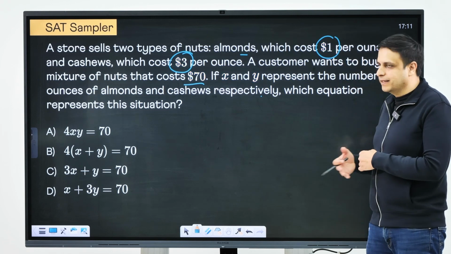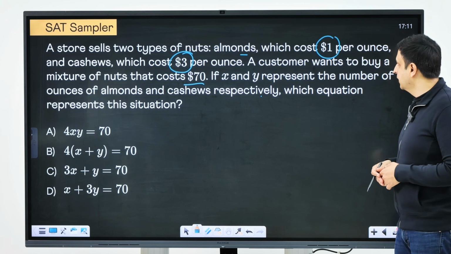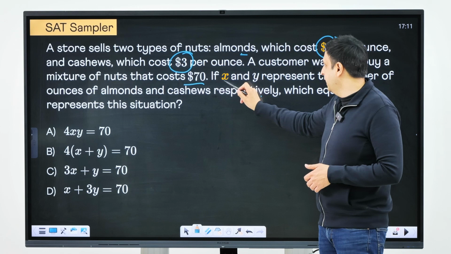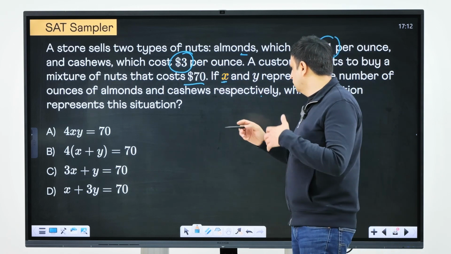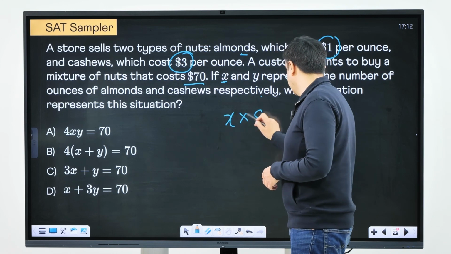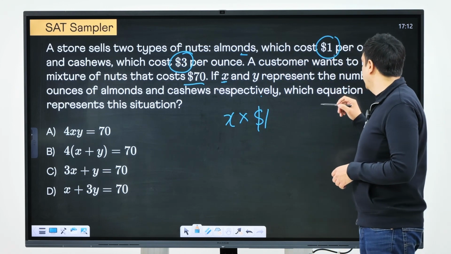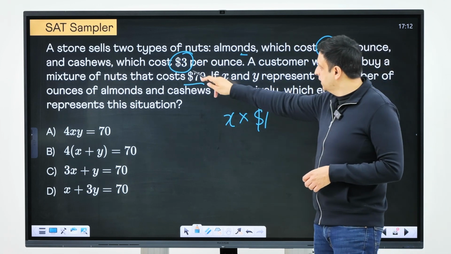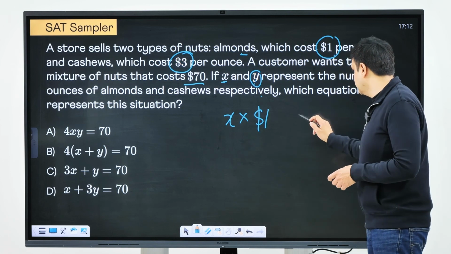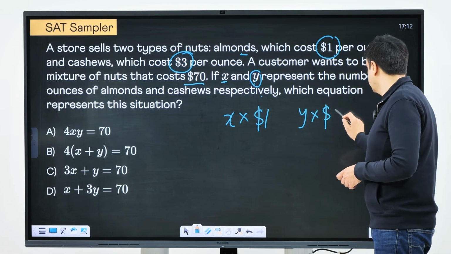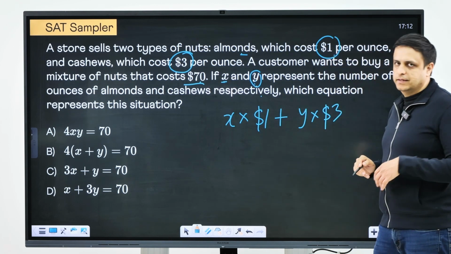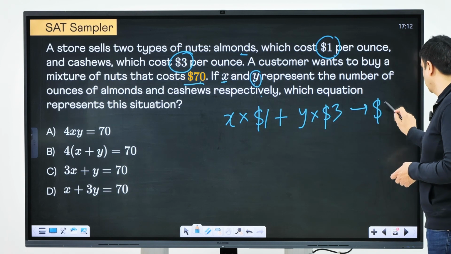So it seems like there's a lot of text, lots of words, but the situation is actually really simple. Almonds cost $1 per ounce and there are x ounces of almonds. So the total cost of the almonds would be x times $1. And you have cashews costing $3 per ounce and you have y ounces of cashews. So the total cost of the cashews would be y times $3. And this should sum up to the total cost, which is given as $70.